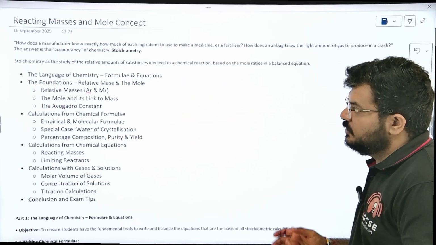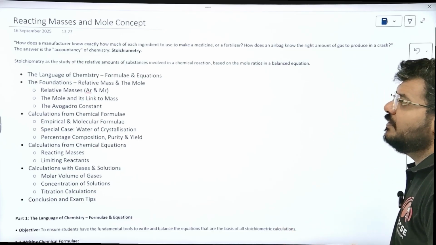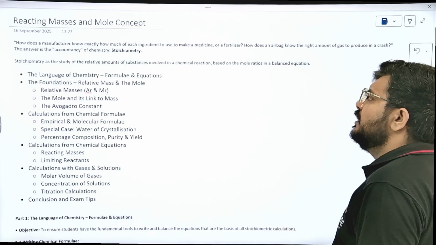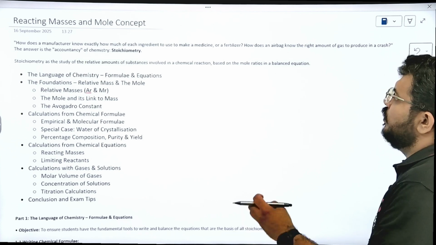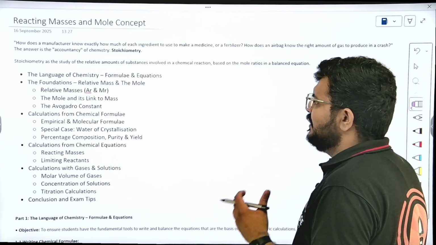So stoichiometry is the study of relative amounts of substance involved in a chemical reaction based on the mole ratio in a balanced equation.